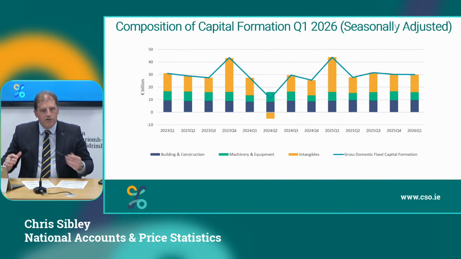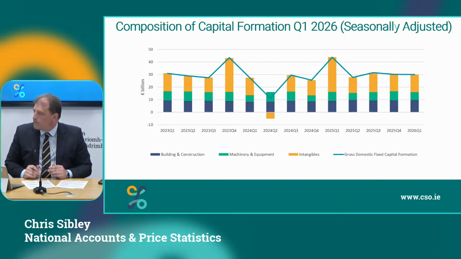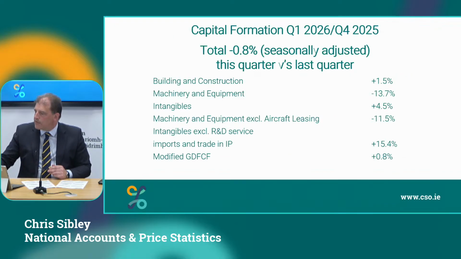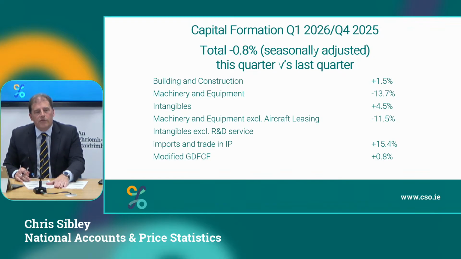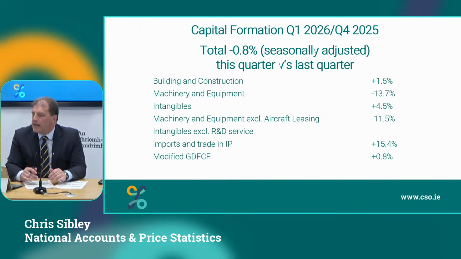The investment data is a little hard to interpret because of intangibles, but when we adjust for intangibles and aircraft, we get modified investment, and we can look at some of the figures that drive investment. The formal term in national accounts is capital formation. This is investment data. So it's down 0.8%, but when we adjust for the globalisation elements around IP and aircraft, the modified investment at the bottom there is up by 0.8%.